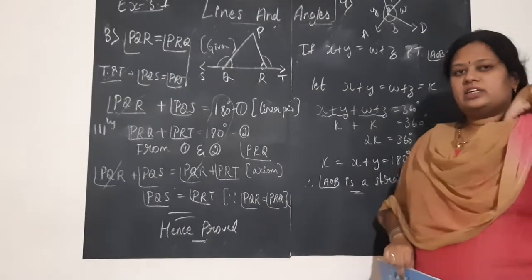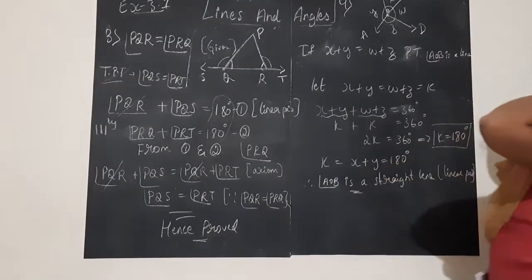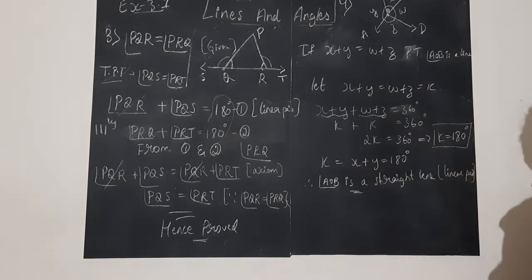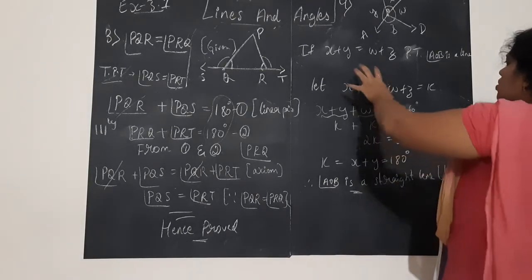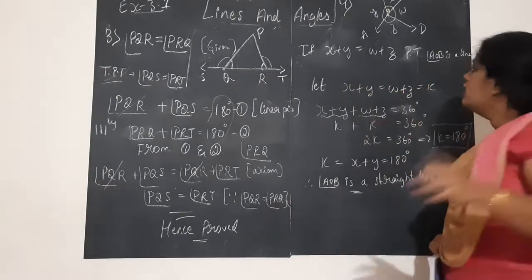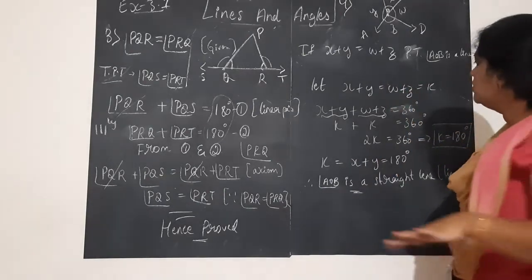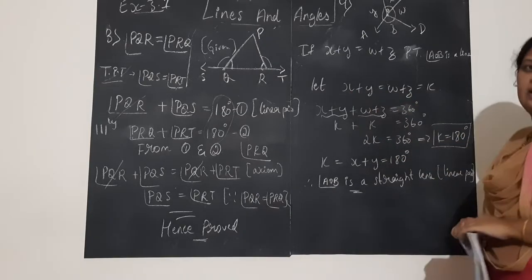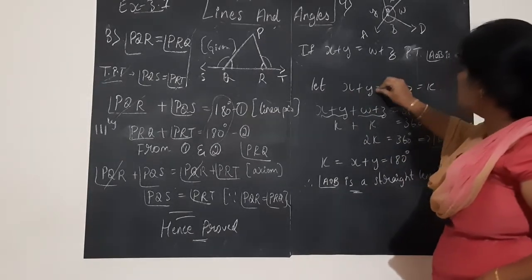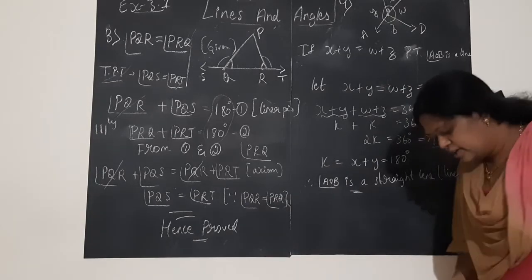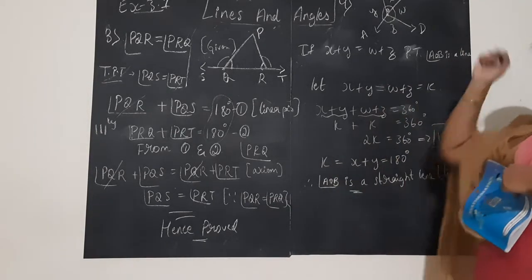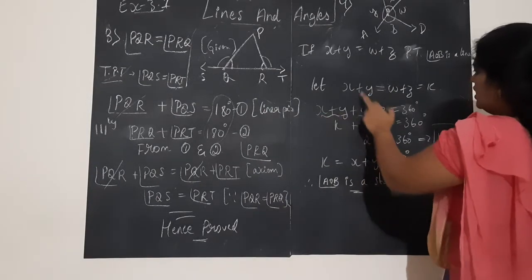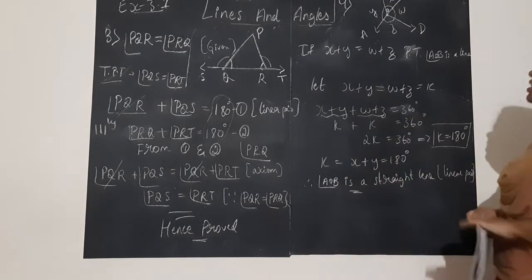So let x plus y is equal to w plus z is equal to k. Why we need to take it as k? Because we don't know what are x, y and w, z. But they have given x plus y is equal to w plus z. Based on that we are telling that it be equal to k. Now x plus y is k, w plus z is also k. So if I add them, in this step we have the equal to sign, you can see. In the next step I will remove the equal to sign and put plus sign. So x plus y plus w plus z is equal to 360 degree.